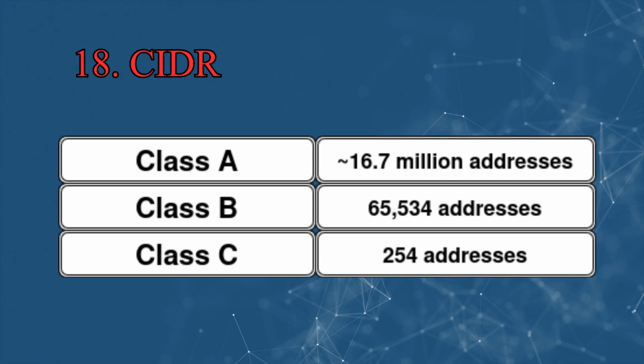In Class B, network/16, we would have 65,534 assignable addresses, and if a company needed only 1,000 addresses, for example, then the rest, around 64,000, would be wasted. In Class C, which is a /24 network, it would be 254 assignable addresses.